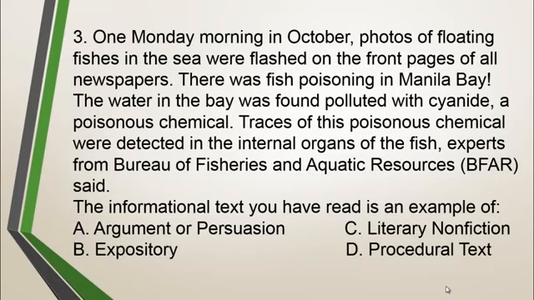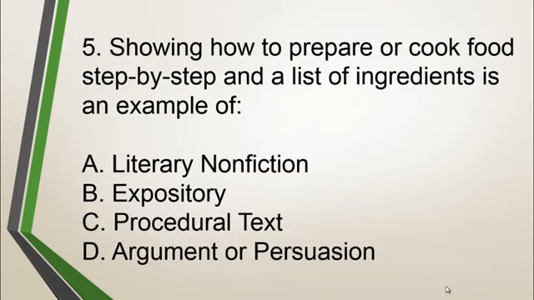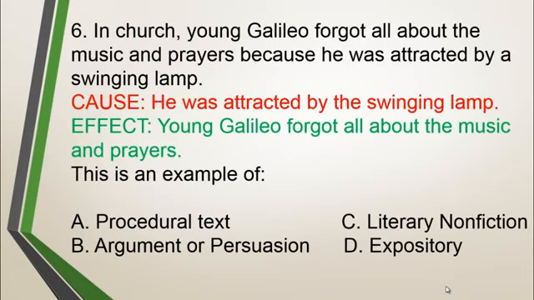4. These texts provide step-by-step guidelines that describe how to complete a task. A. Literary texts. B. Expository texts. C. Procedural texts. D. Argument persuasion texts. 5. Showing how to prepare or cook food step-by-step and a list of ingredients is an example of A. Literary non-fiction. B. Expository. C. Procedural text. D. Argument or persuasion.